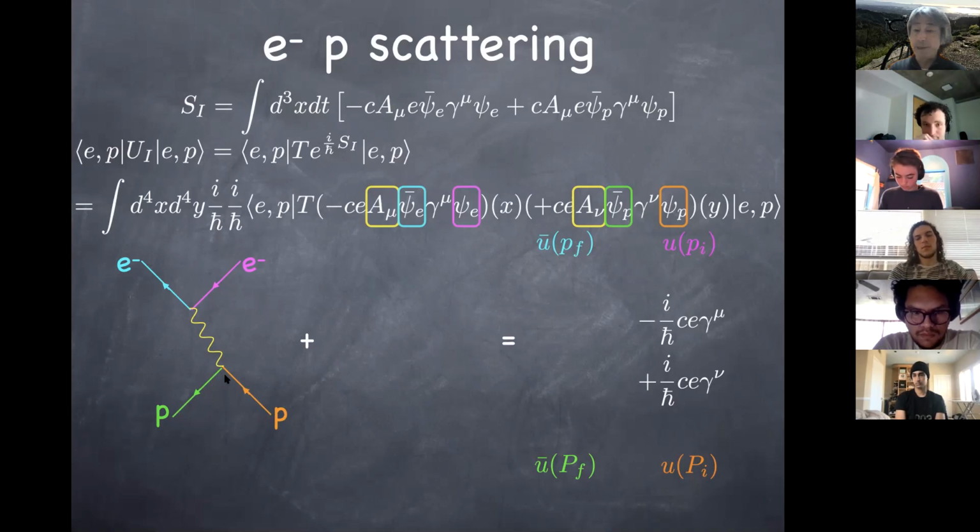Namely that when the proton comes in, that comes with basically this initial wave function, the positive energy solution of the Dirac equation, and we put gamma^nu there where this interaction happens, and u bar(p_f) for the final state.